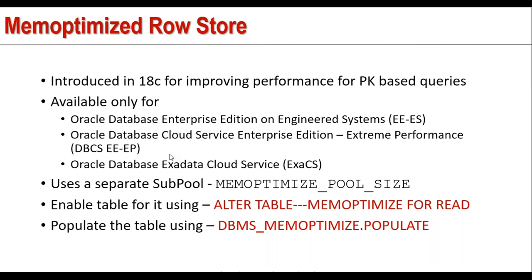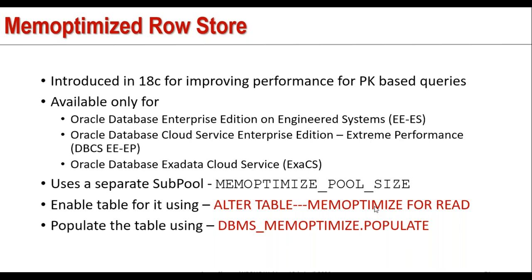Now, in 18c, this particular data access, in terms of read, was maintained through a separate memory structure called the memoptimized rowstore. If we are generating such kind of data, for example in IoT and so forth, it is going to be available to you with the help of an inbuilt hash index in a separate memory structure called the memoptimized pool.